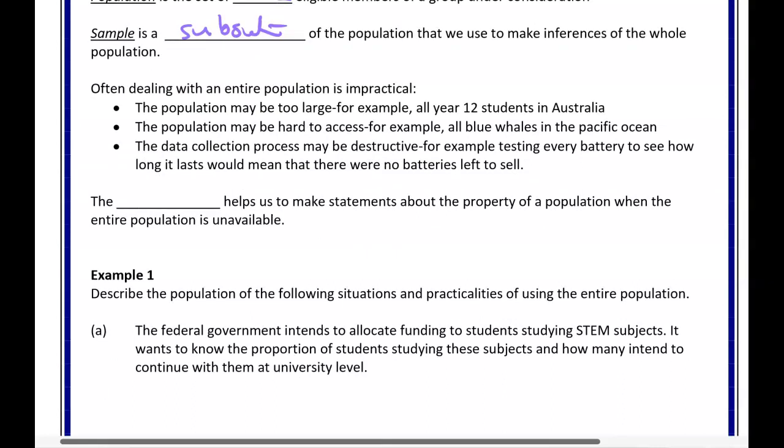All right, and so there's some examples there that you can read in terms of why. The blue whales came up yesterday, so that was pretty good. Why we would not use a population. I talked about blood tests, but something like batteries, light globes is another one. If you tested how long a battery would last for, if you did that for the entire population, you'd have no batteries left to sell. And so, those are some of the things that we need to think about. And so sometimes in selecting a sample we're forced to select the sample. All right, so the sample helps us to make statements about the population.